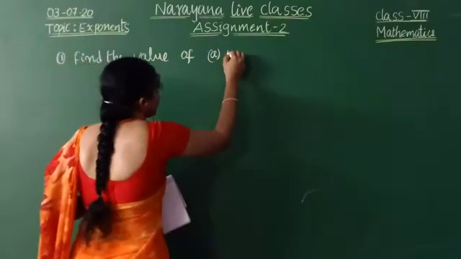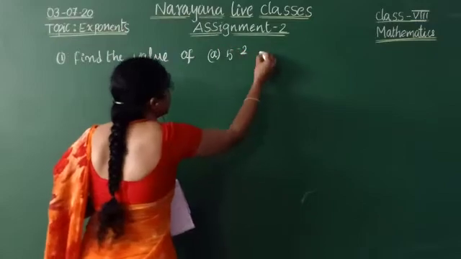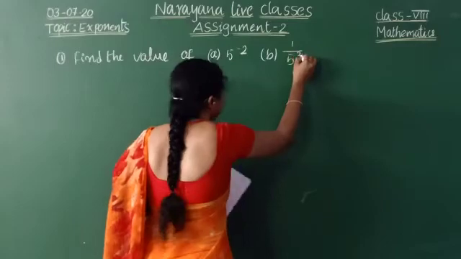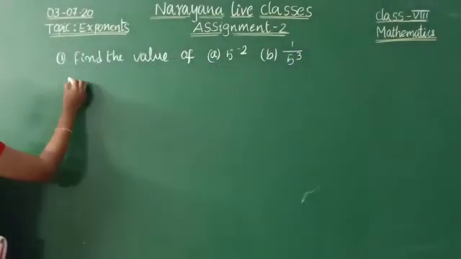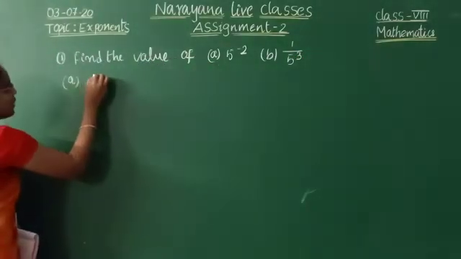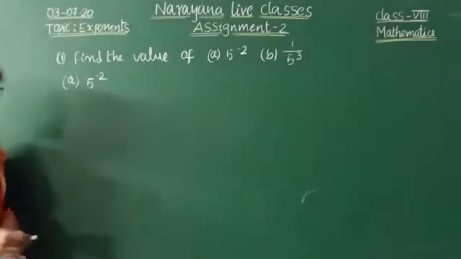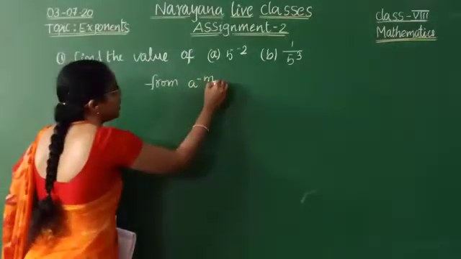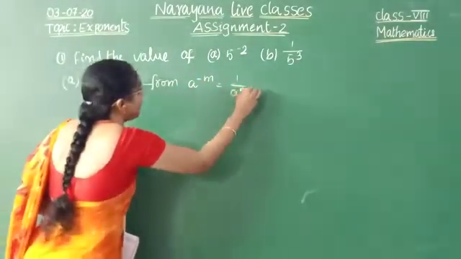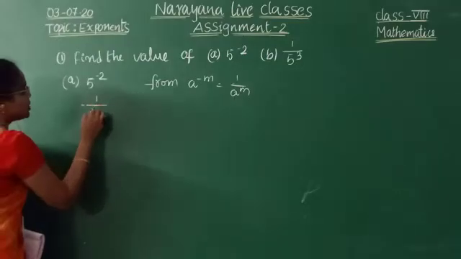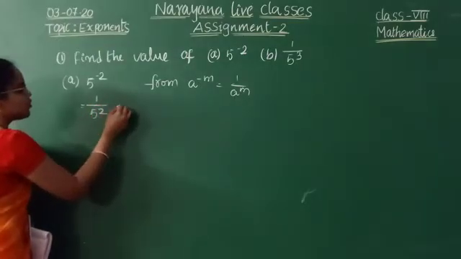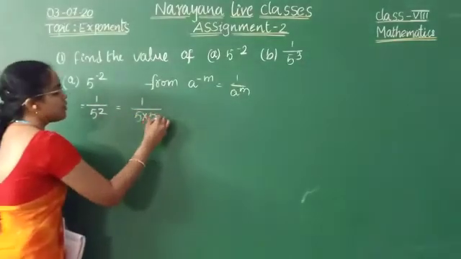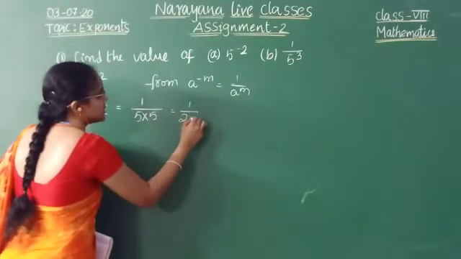First question is 5 power minus 2, and in these 2 bits they are given, B is 1 by 5 power 3. So we have to take it. First we are finding the 5 power minus 2. From A power minus m we have the formula, which is 1 by A power m. So by using that we write this as 1 by 5 power 2. 5 power 2 means we write the expanded form as 5 into 5, which is 1 by 25 as the answer.